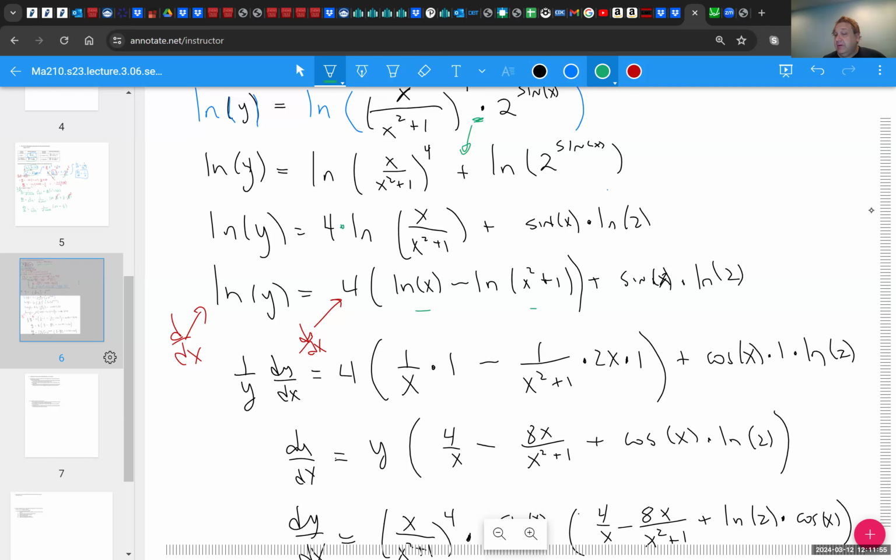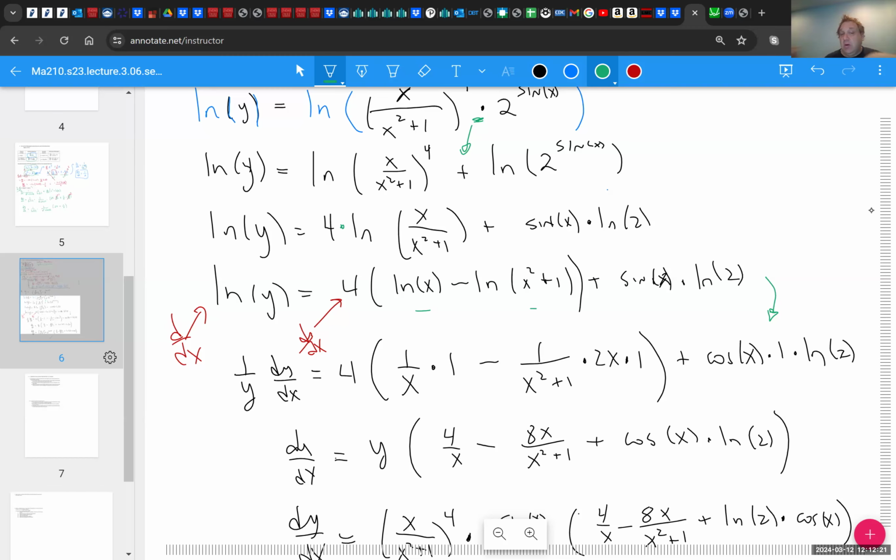Ln 2, if I remind you, is a constant, right? It's like sine of 2 or square root 2, log of 2. Those are all just numbers, right? And so this is a number times a function. Again, numbers being multiplied don't affect derivatives, so I don't have to use any kind of product rule here. The derivative of sine x is cosine x times dx/dx, or cosine x times 1, and then I just multiply by ln 2 at the end. That's how we got this second part.